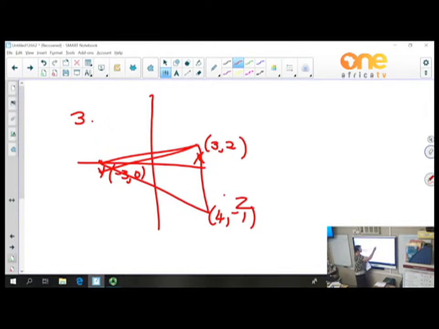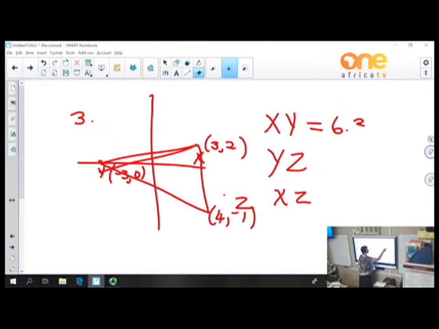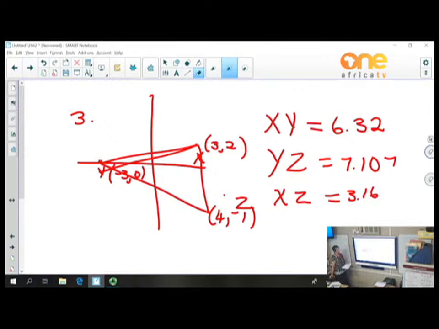So again, if you have to calculate XY, you work with the coordinates of X and Y. And then YZ and XZ. What is your XY? 6.32. YZ, 7.11, 3 significant figures, that's what we go for. The last one, XZ, 3.16. Okay, and then they say, show that it is a right angle triangle.